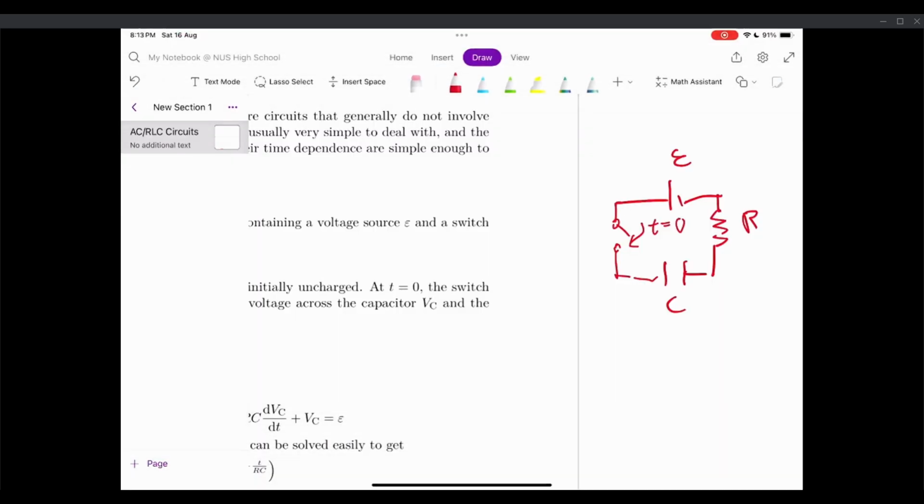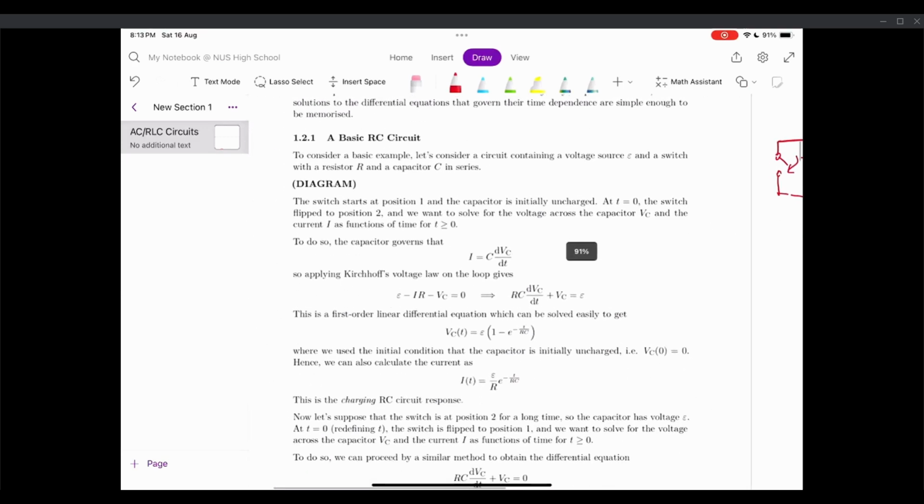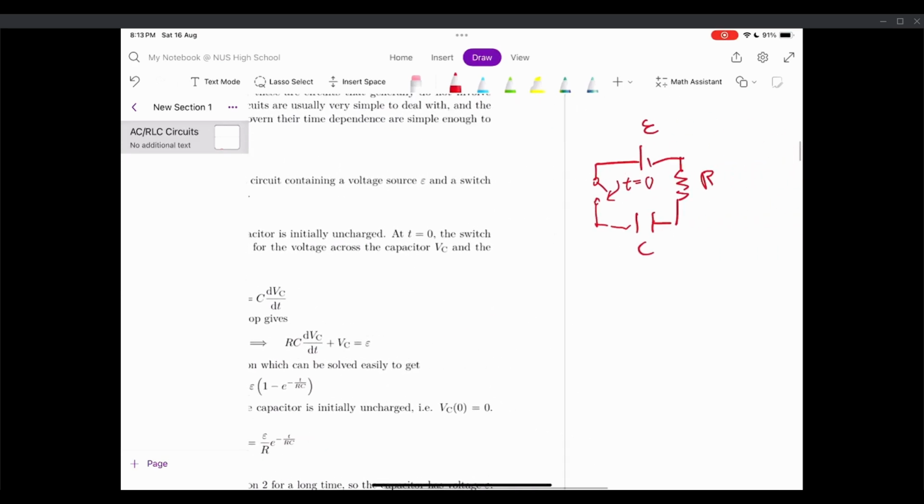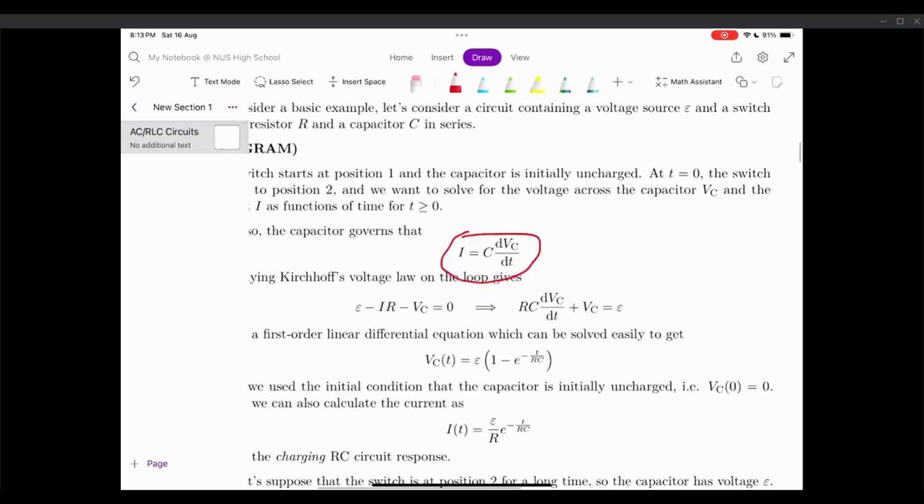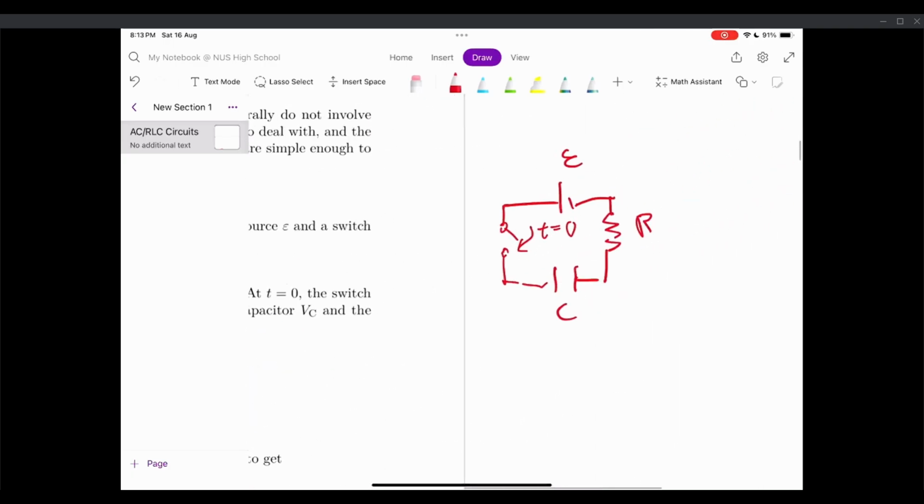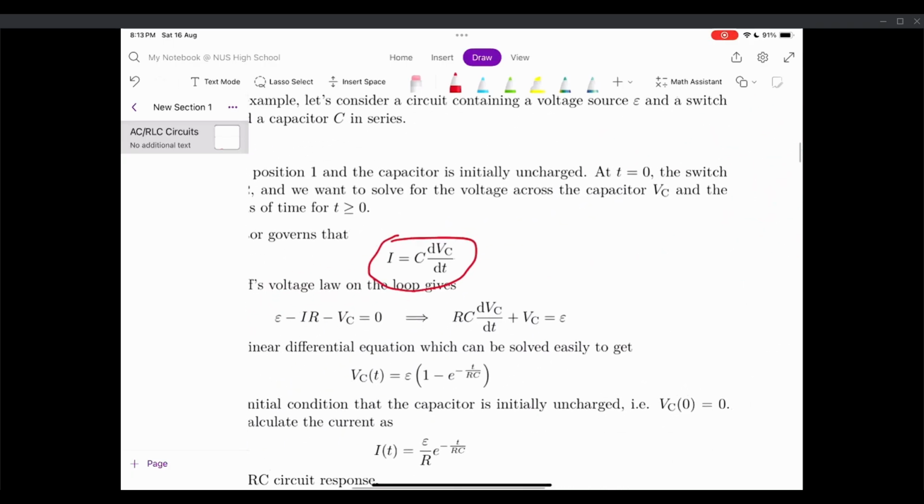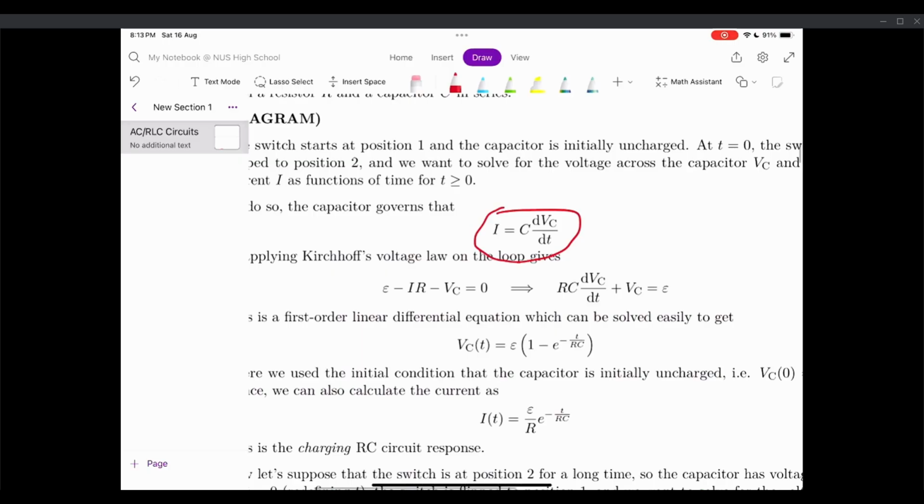So what exactly do we do? First thing we're going to do is apply the equations that we have now. The only equation that we have here is I equals C dV_C over dt. I mean, there's another equation which is pretty clear, that of Ohm's law from the resistor. But this is the one involving the derivative.